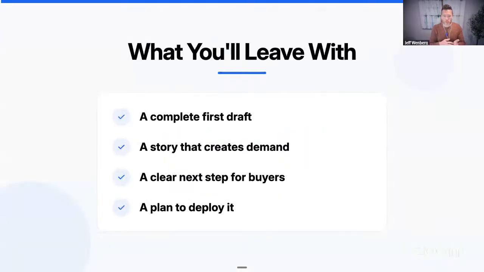So what you're going to leave with today is a complete first draft of your enrollment story that creates demand with your buyers, and it gives them a clear next step on what to do. And we'll talk through how to actually put this out into the wild so you can get feedback on it, to see how it works to get attention and build demand with your ideal market.